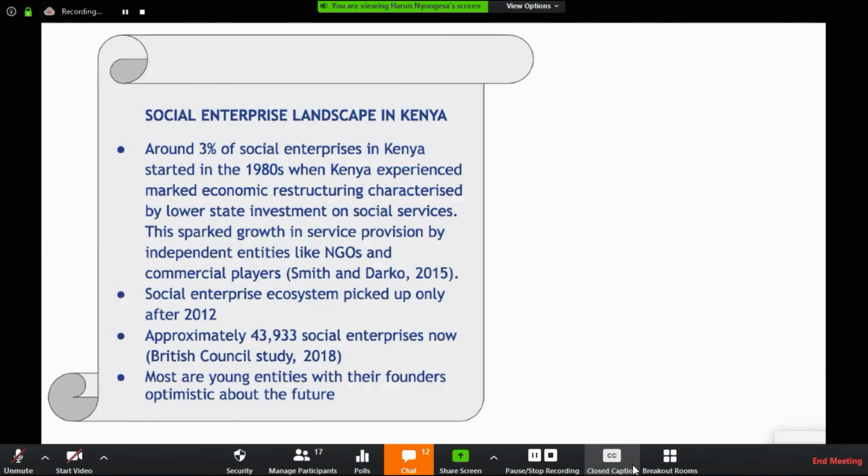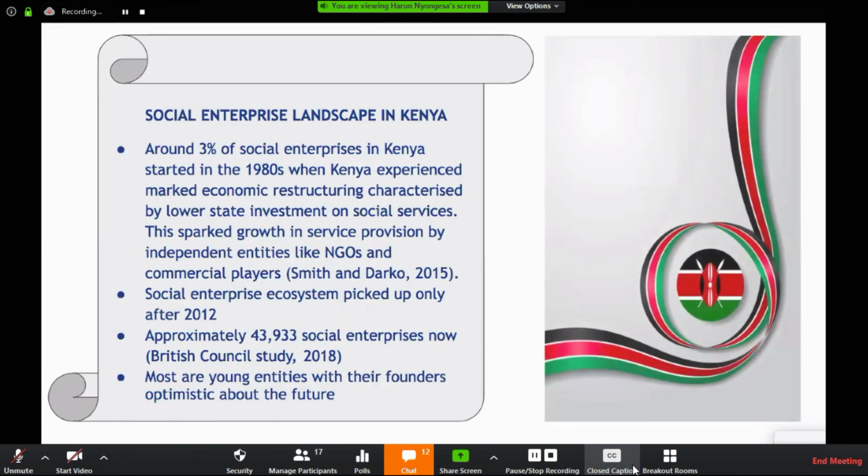Now we are going to look at the social enterprise landscape in Kenya. In Kenya, around 3% of the social enterprises began in the 1980s, only about 3%, when Kenya experienced marked economic changes that were characterized by lower state investment. So the government investment in social services started reducing in the 1980s, and that sparked the need for the beginning of social services in our country.